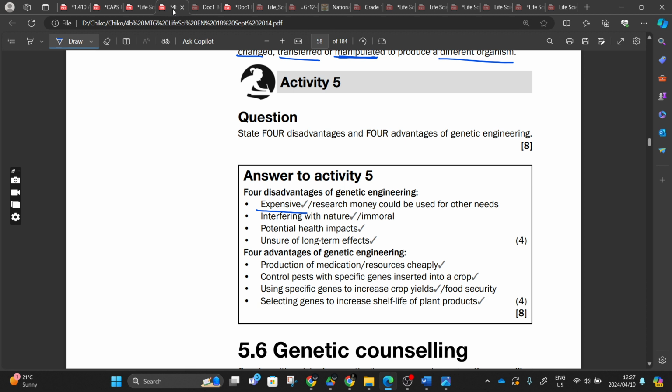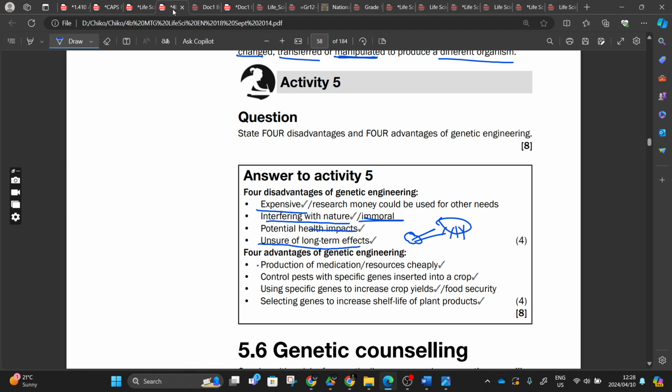Then from there, the potential of health impact, interfering with nature. You see immoral here, those people who are so religious, they will interfere with this, or they will go against this, saying that this is immoral, you understand? And then we are interfering with nature. And then there is unsureness of a long-term effect, right? I even told you that you might find that you are introducing a new gene to our DNA, and then later on, at a later stage, we have an effect somewhere, right?